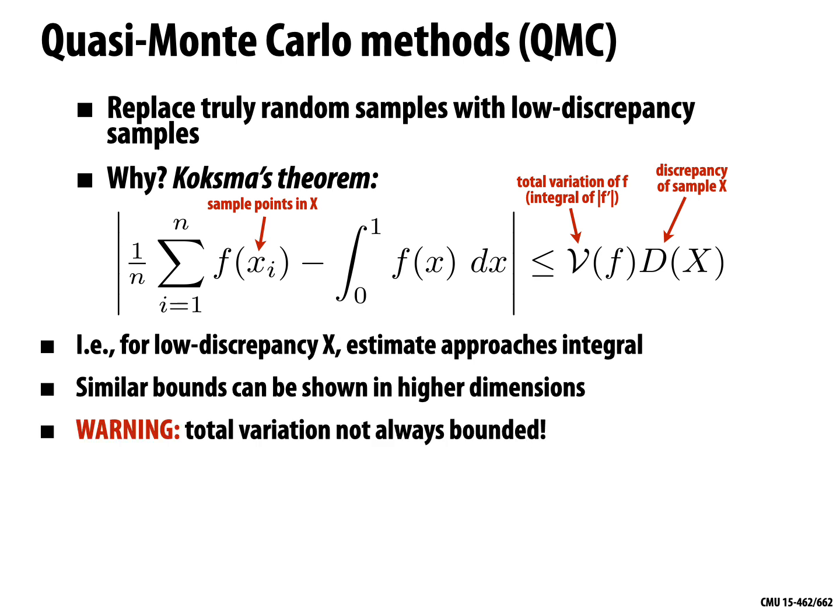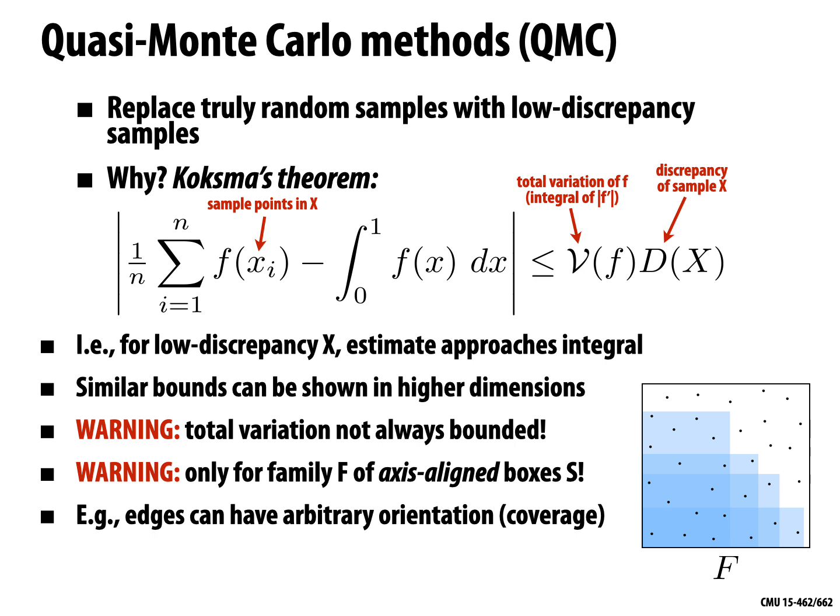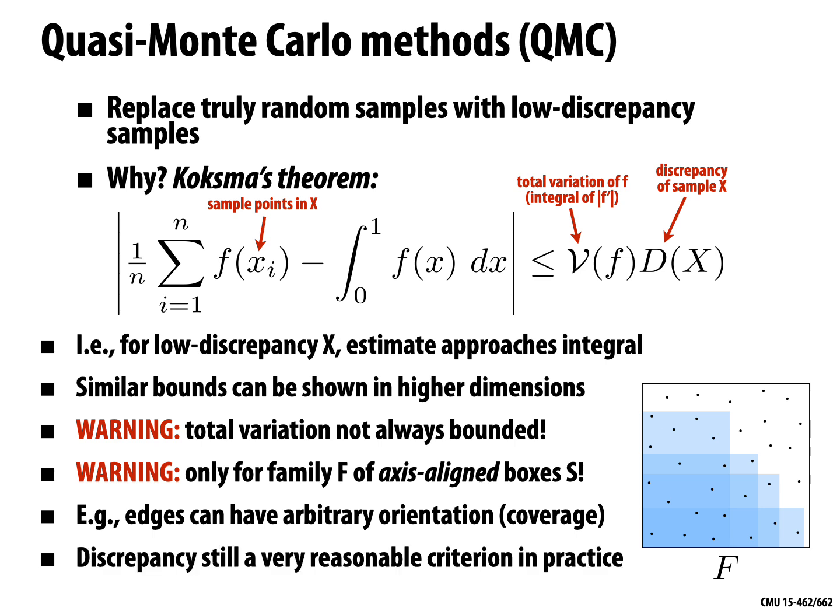One thing that's maybe weird about this is, well, for the kinds of functions that we want to integrate in rendering, the total variation isn't bounded. The derivative of the function is infinite whenever we have a discontinuity. We go from the foreground to the background, something like that. Still, things tend to work out in the way we expect. Also, this theorem only applies if we're talking about axis-aligned boxes S, but okay, this is a reasonable notion of discrepancy, even though edges in real images can have arbitrary orientation. Again, discrepancy is still a very reasonable criterion in general for deciding is this or isn't this a good sampling pattern.